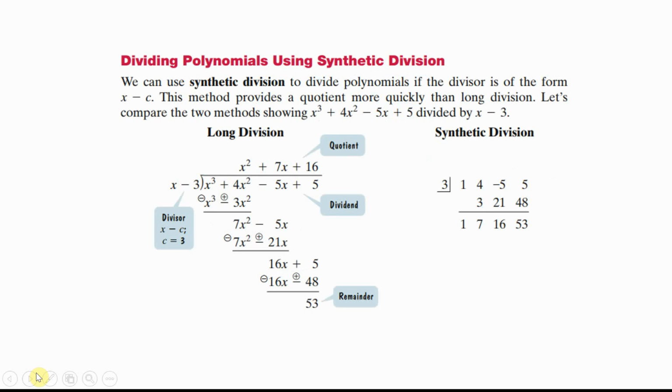Okay. So now dividing a polynomial. On the left side is dividing by long division. Then on the right side is synthetic division. Let's hold off on synthetic division and just focus on the long division. So here I have a polynomial, which is x to the third plus 4x squared minus 5x plus 5. That's to be divided by x minus 3.